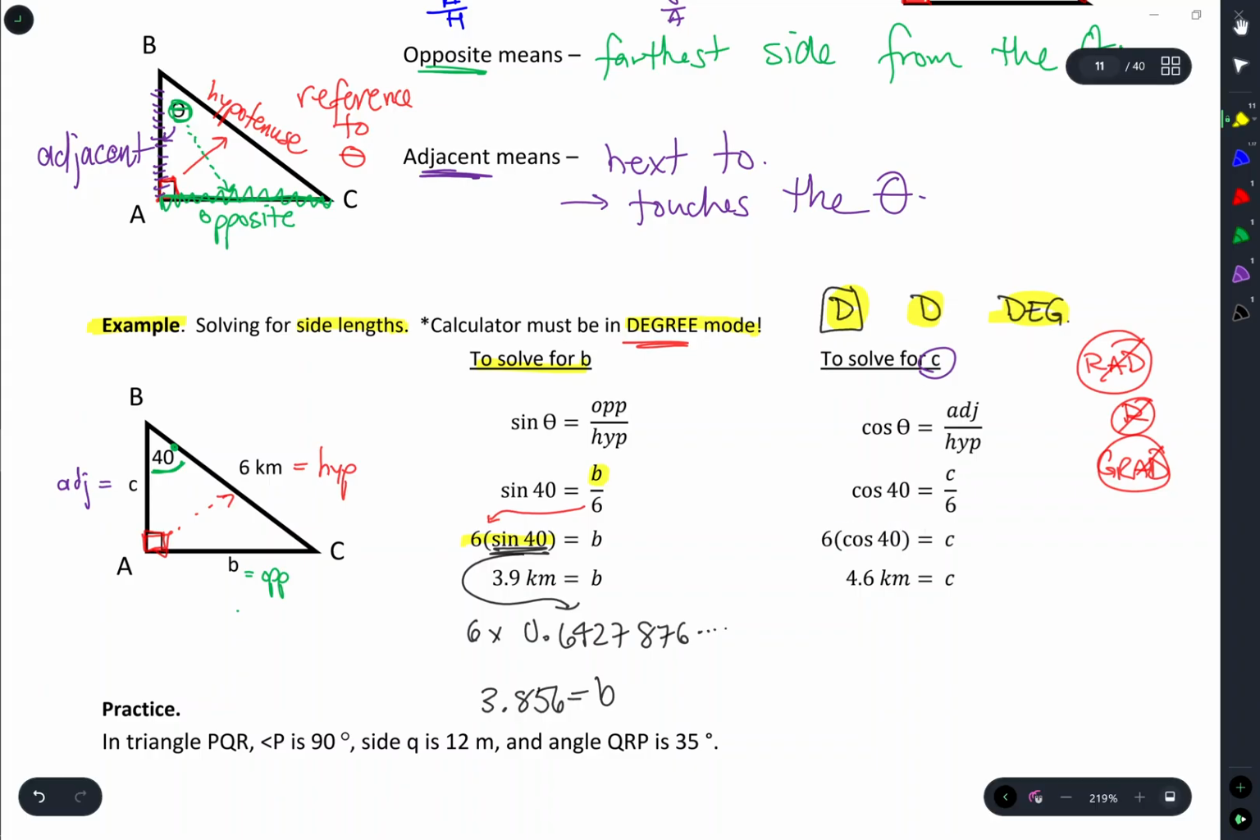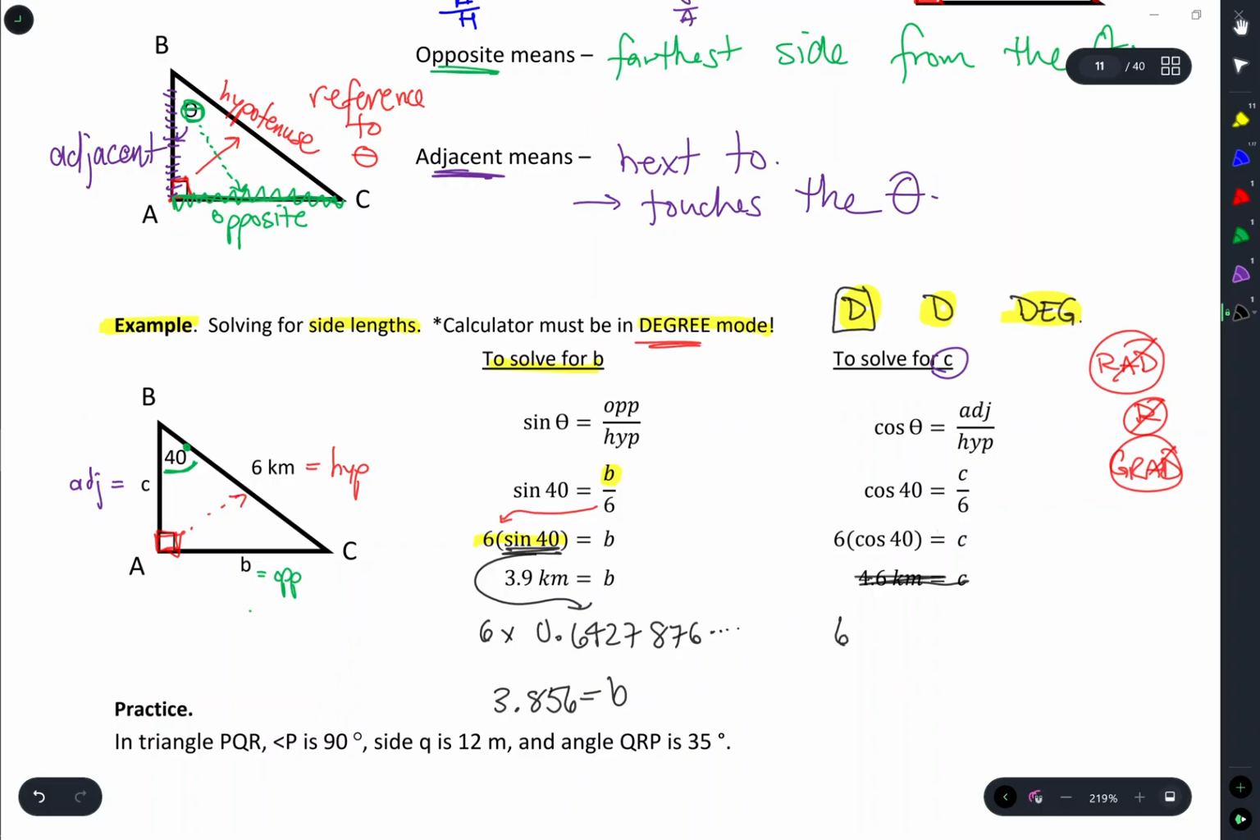And again, we want to plug this into our calculator. So for that to make some sense, it looks like 6 times the cosine of 40.